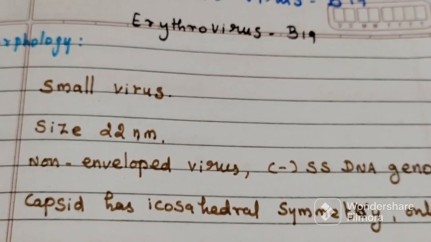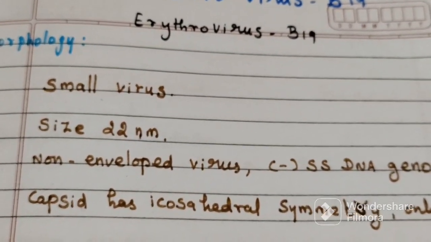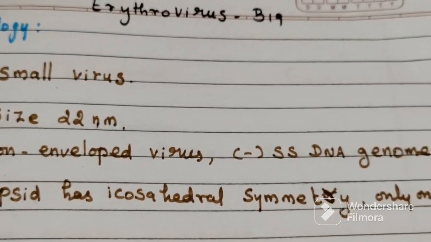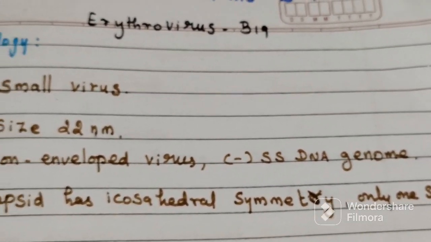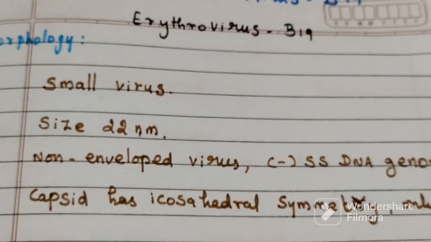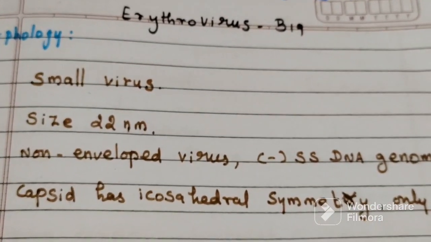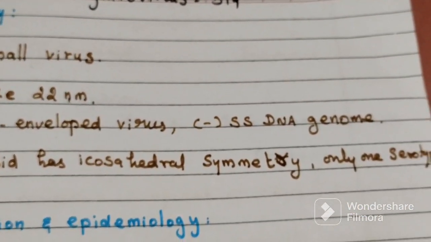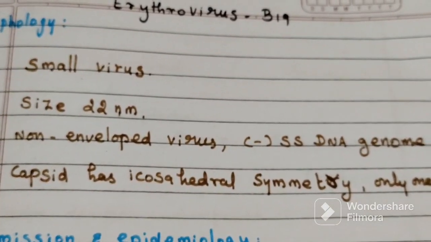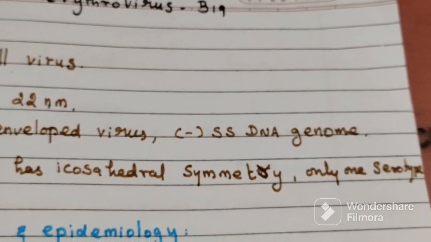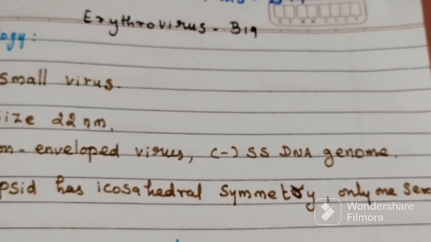The genome is negative-strand DNA. The capsid has icosahedral symmetry. There is only one serotype. So this is a very small virus, 22 nanometers in size, non-enveloped, with a negative-strand, single-stranded DNA genome, an icosahedral capsid, and only one serotype.